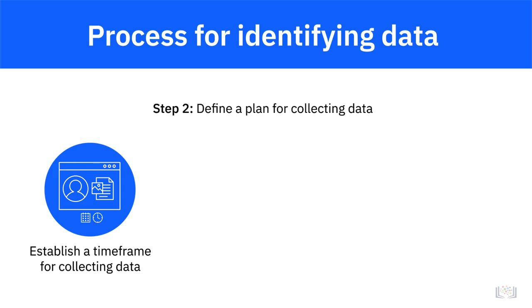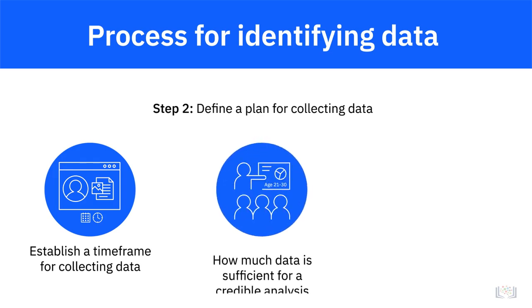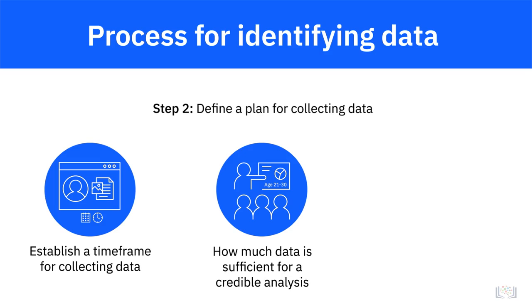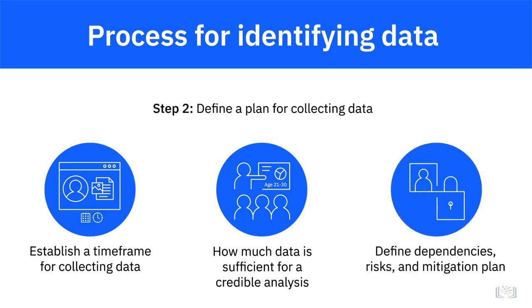But if you're tracking data for a specific event, you have a definitive beginning and end date for collecting the data. In this step, you can also define how much data would be sufficient for you to reach a credible analysis. Is the volume defined by the segment, for example, all customers within the age range of 21 to 30 years, or a data set of 100,000 customers within the age range of 21 to 30? You can also use this step to define the dependencies, risks, mitigation plan, and several other factors that are relevant to your initiative. The purpose of the plan should be to establish the clarity you need for execution.